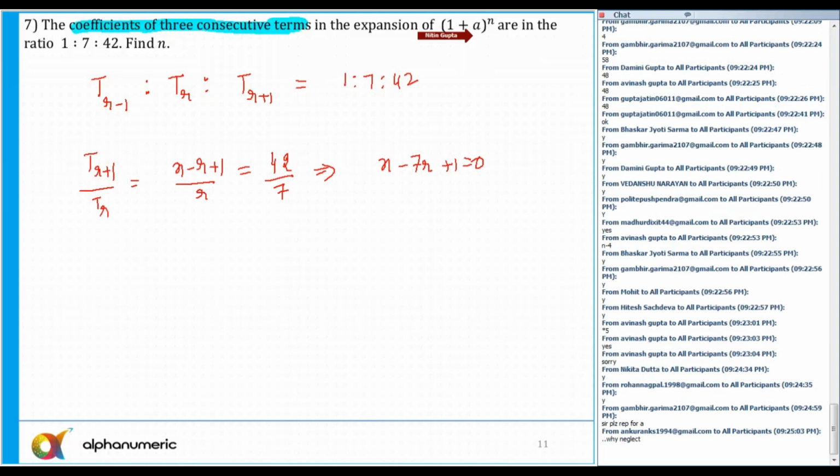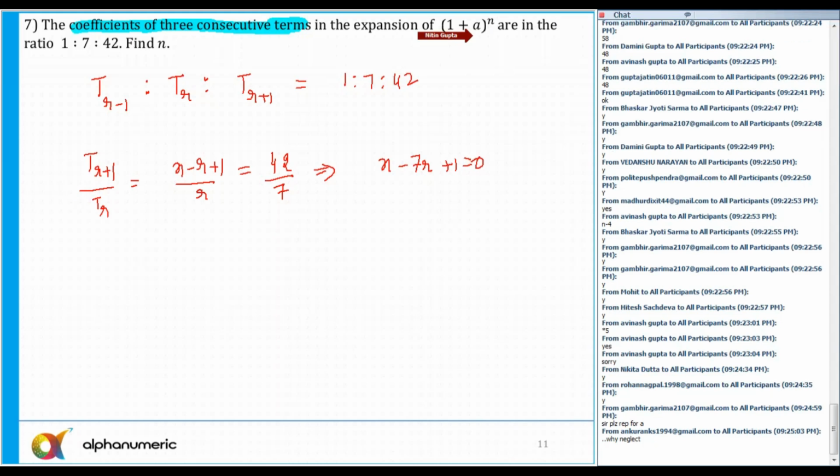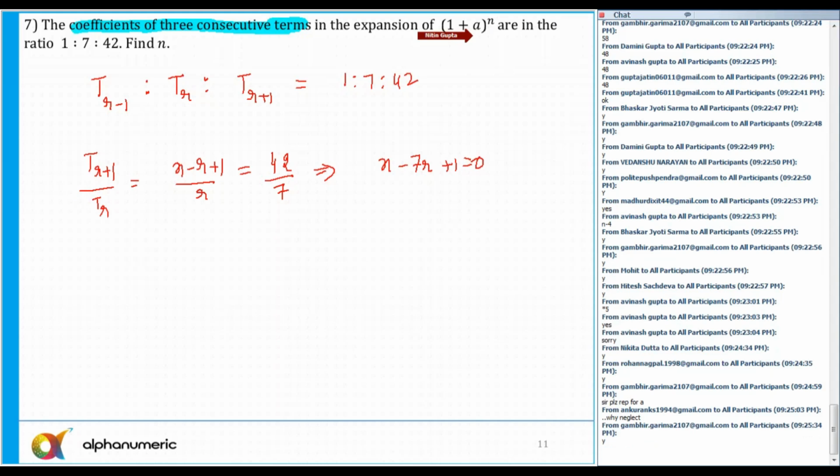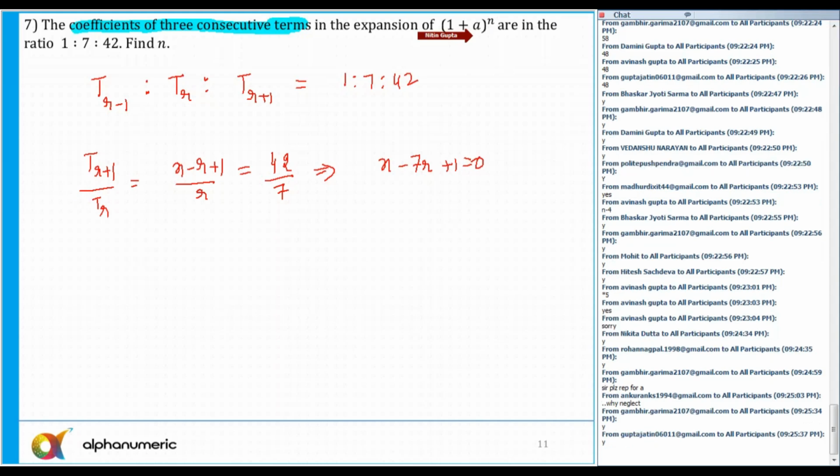Okay, so if I say this will be (n minus r plus 1) by r into a by 1. So what is the coefficient? For the coefficient, we can neglect a. Is that clear now, why I have neglected a? Ankur, Garima, and everyone. All right, so I'll get the equation n minus 7r plus 1.